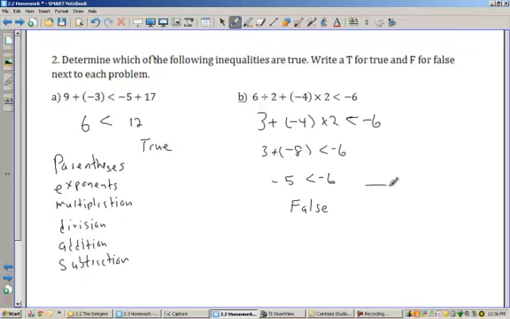If you think about it on the number line, here's negative 6, here's negative 5. Obviously, negative 6 is to the left of negative 5, so negative 5 is not less than negative 6. And so this is a false statement. A true statement would be negative 5 is greater than negative 6.